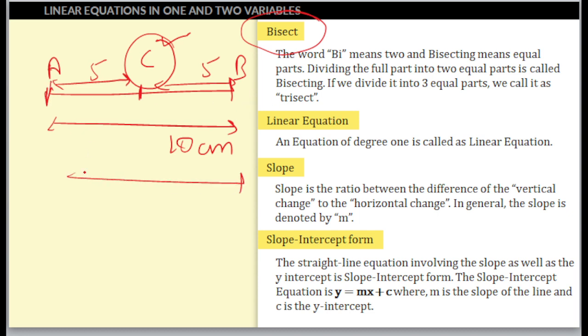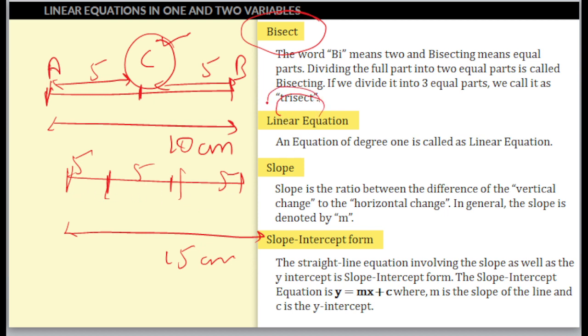If we divide it into three equal parts, let's say this is a 15 centimeter line and these two points divide it into 5, 5 and 5 centimeter. So this is an example of trisect, that is three equal parts.